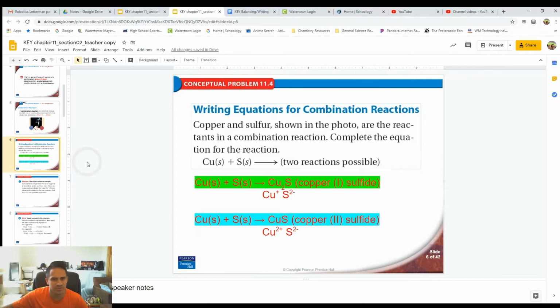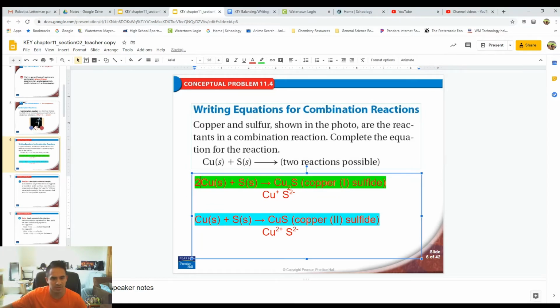Oh, did we not balance the previous one? We did not. I just realized we didn't balance this. There should be a 2 there. The other one's balanced. My bad.